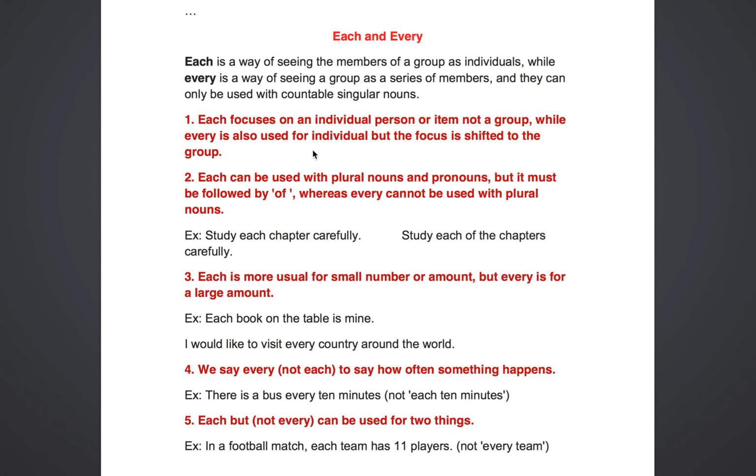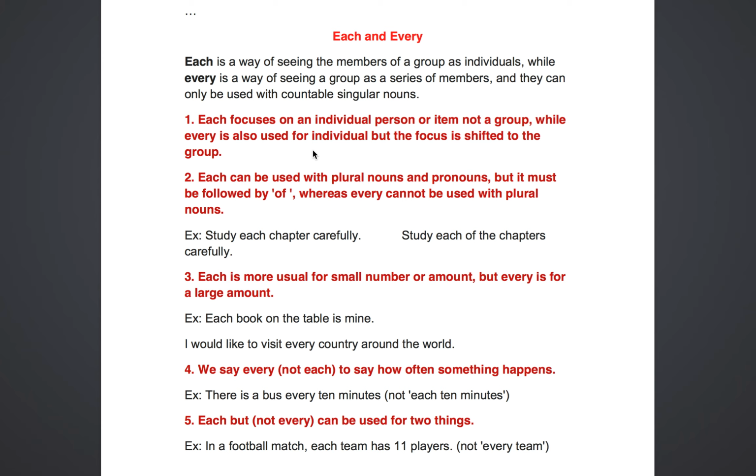Each is a way of seeing the members of a group as individuals. This is really needed to figure out by the meaning. So it is very important to focus on the meaning to determine each of these two. Each is the way of seeing the members of a group as individuals, while every is a way of seeing a group as a series of members.